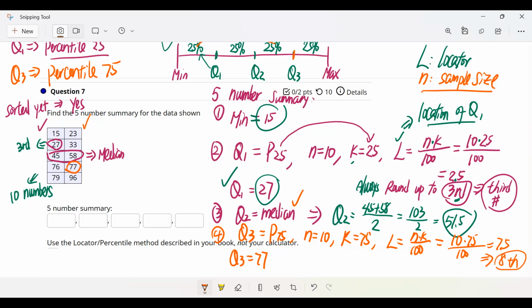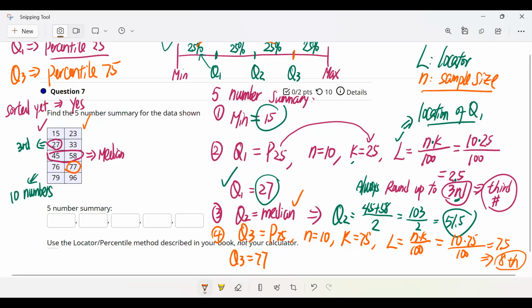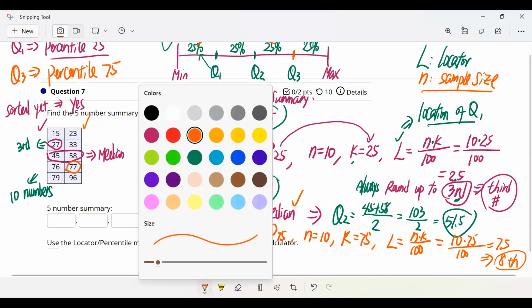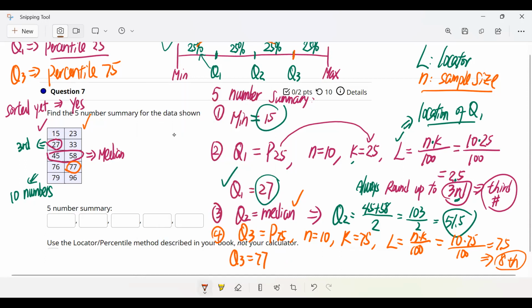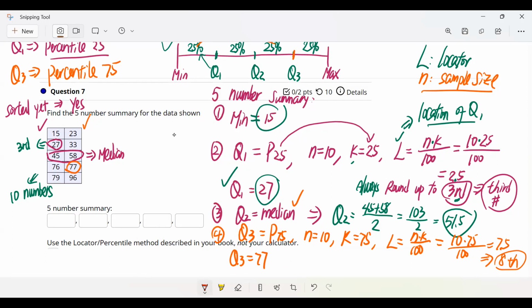Next part is to find the maximum, right? That's the 5th number. So in this case, I'm going to put it here. So 1, 2, 3, 4, 45, 96, right? So the maximum is 96, the 5th number, because it's the biggest number. Exactly. Very good. So now we have 5 numbers, right?